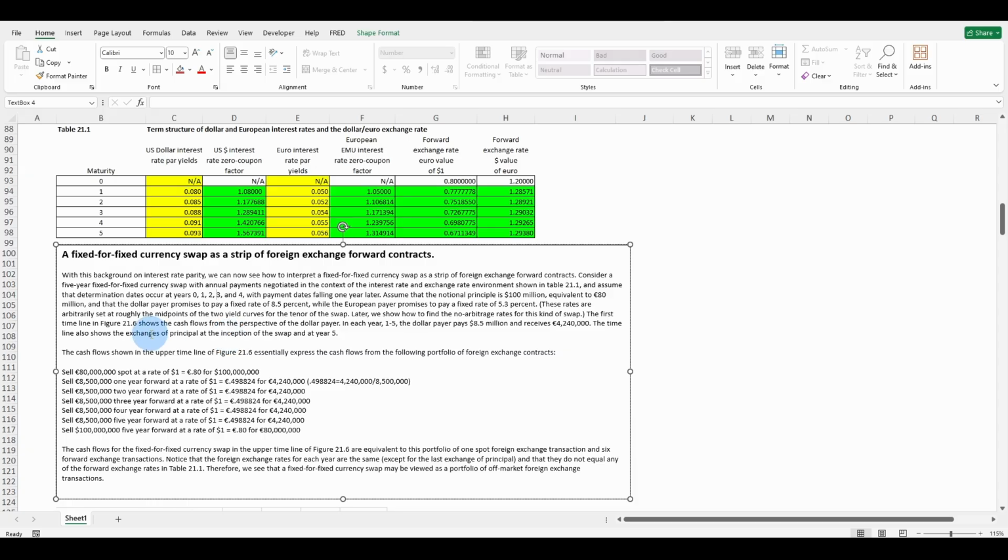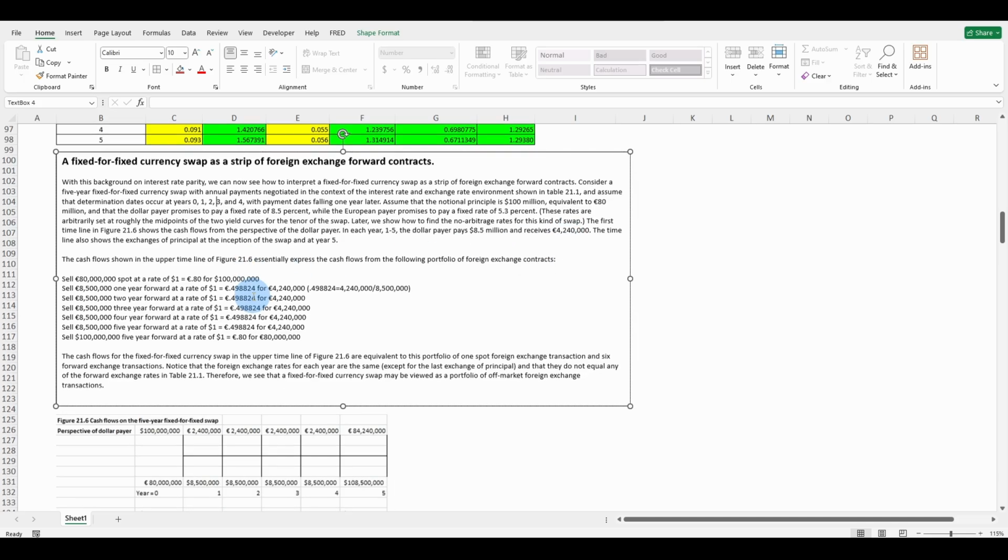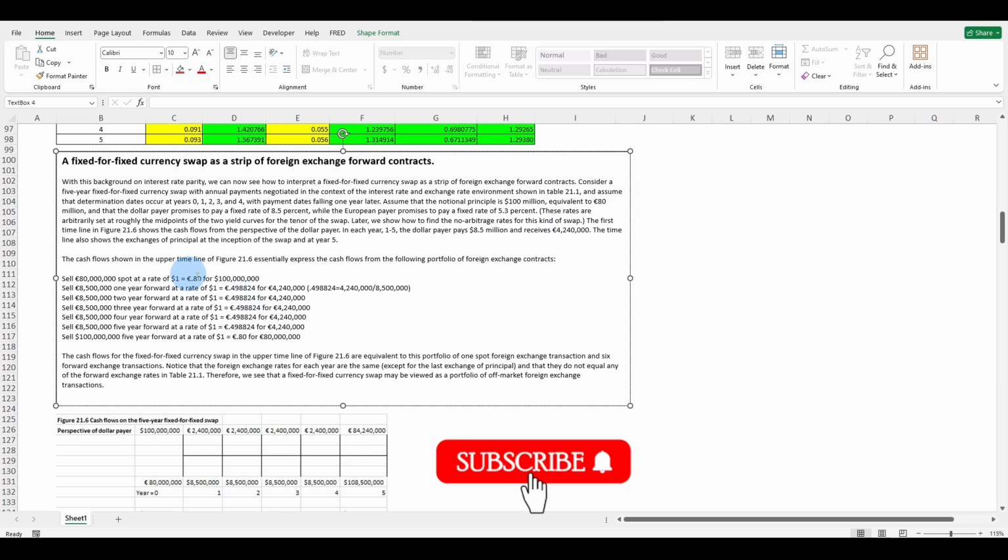The first timeline in figure 21.6 shows the cash flows from the perspective of the dollar payer. In each year, 1 through 5, the dollar payer pays 8.5 million and receives 4.24 million. Got that? 8.5% on the 100 million, and this 5.3% as converted equals 4.24 million. The timeline also shows the exchange of principal at the inception of the swap and at year 5.